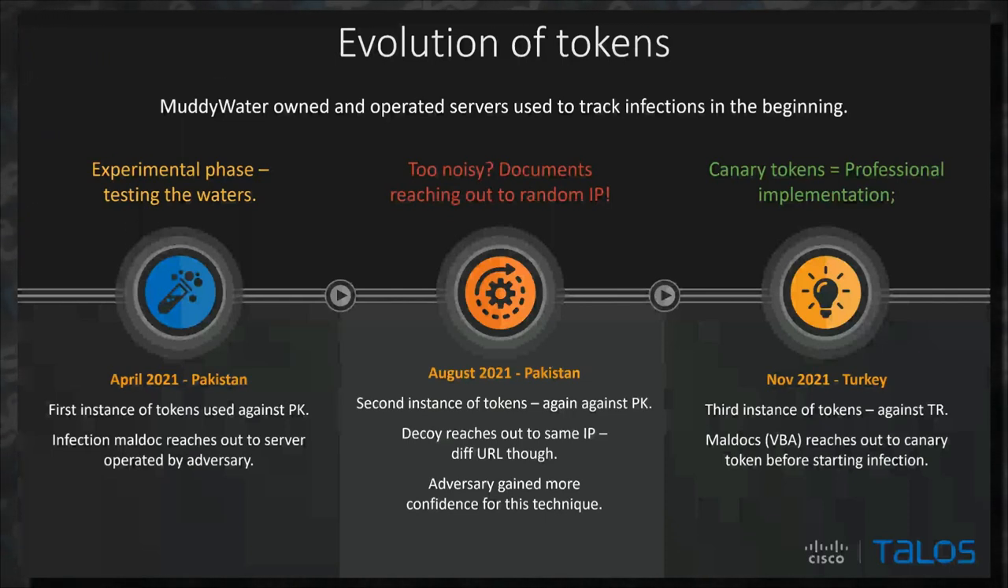They used this technique up until August of 2021. Perhaps around this point in time, the attackers realized that using homegrown infrastructure and homemade tokens was a little bit too noisy. A suspicious document reaching out to a random IP on your network is bound to catch somebody's attention at some point in time. Which is why, beginning with the campaign targeting Turkey in November 2021, we saw the attackers try to legitimize their infection token tracking systems. They started using a more professional implementation, and they started adopting canarytokens.com in order to keep track of their infections.